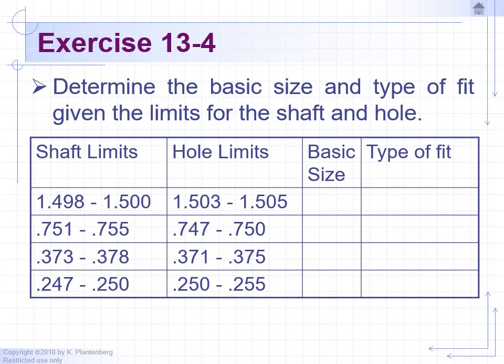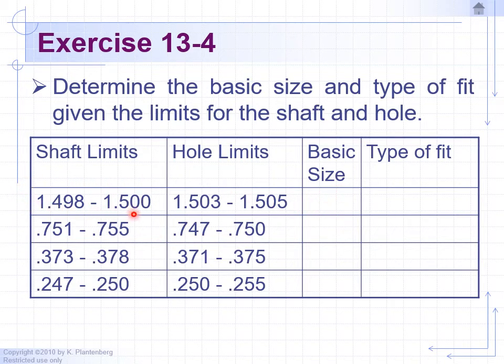All right, so let's take a look at some examples. This is what you're going to be doing in your assignment. You're going to be looking at the relationship between the shaft and the hole. Okay, so let's take a look at a shaft. Here are the limits. So this is what's allowed for the diameter of the shaft. So 1.498 is the minimum diameter. 1.500 is the max, and anything in between is acceptable. And this shaft is to be inserted into a hole with a minimum diameter of 1.503 up to 1.505 for our maximum diameter.